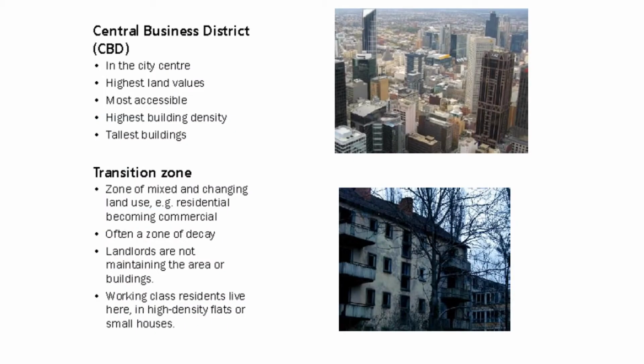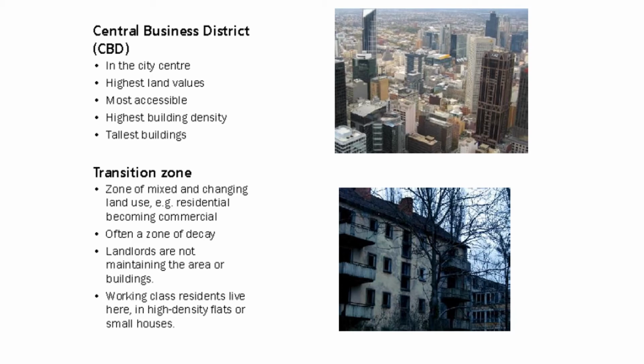So let's look at the different land use zones. First up, we've got the CBD, which is the central business district. It's normally in the center of the city, around about the center of the city. It's also normally the oldest part. Highest land values, very expensive. It's very accessible, all the roads lead into the city. High-rise buildings, high density of buildings that you find there.